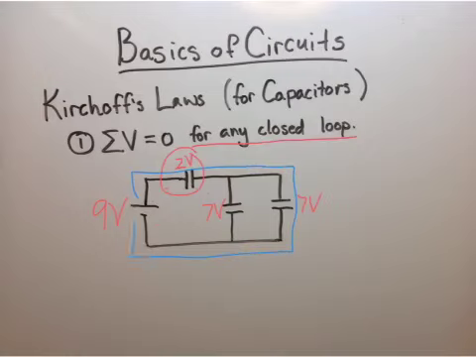Around that path, 9 volts must get used. So, again, if this one's using 2 volts, then this must be using 7 volts in order for 9 volts to get used up altogether.